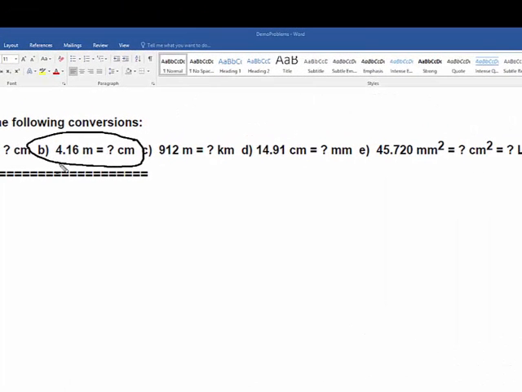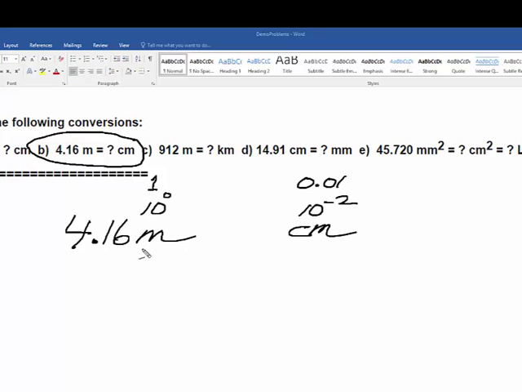Example B: 4.16 meters is how many centimeters? First, we write down the start unit and its place value. 4.16 meters, the place value is 10 to the 0, or 1. Then we consider the target unit, the centimeter, and we ask, what is that place value? 10 to the minus 2. Then we ask, is that bigger or smaller than the starting unit, the meter? It is smaller, so we write it to the right, meaning that the decimal place will go to the right.